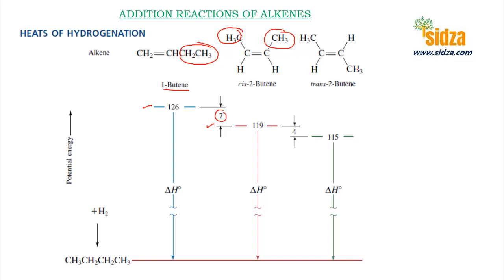And if you look at cis and trans, we know that in cis the groups are very close, and in trans the groups are away, so the repulsion will be minimum here. Here the repulsion is more, so that's why the trans is a little more stable. Therefore the heat of hydrogenation for trans-2-butene is a little less than cis-2-butene. Okay, so that means we can compare the stability of the alkenes from the heat of hydrogenation. So the lowest heat of hydrogenation among the 3 is for trans-2-butene because this is the most stable alkene among the 3.